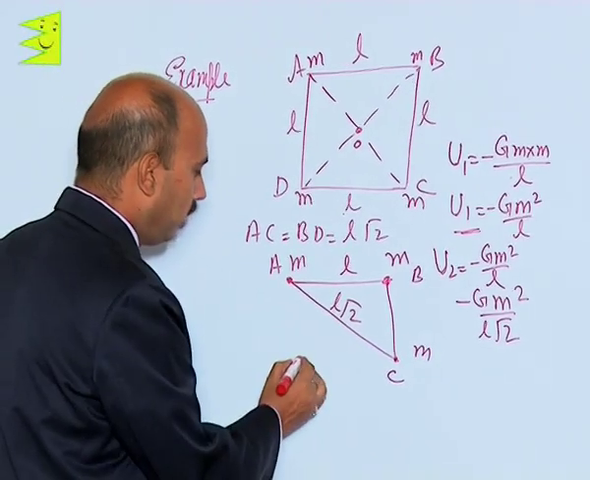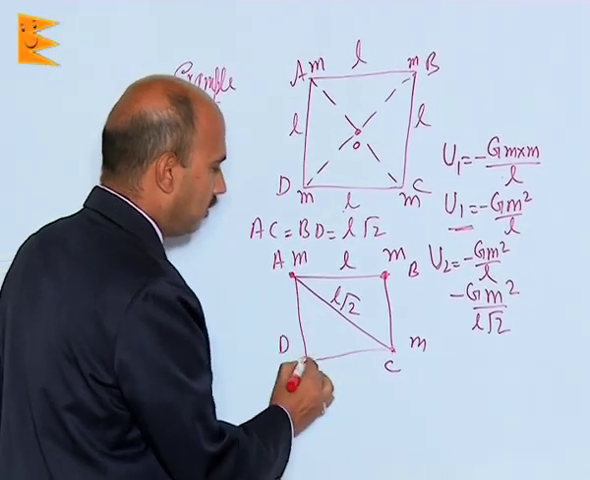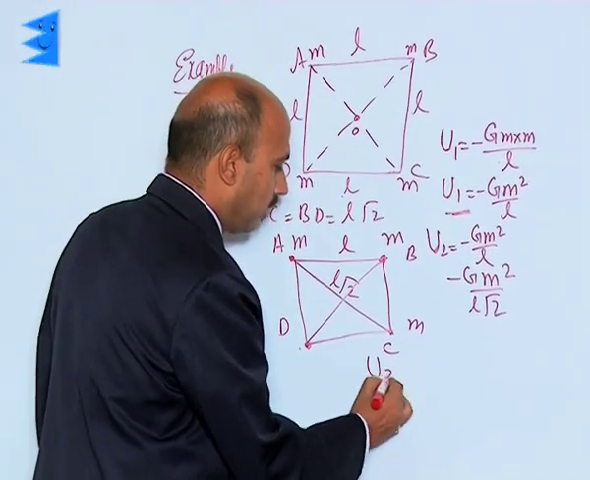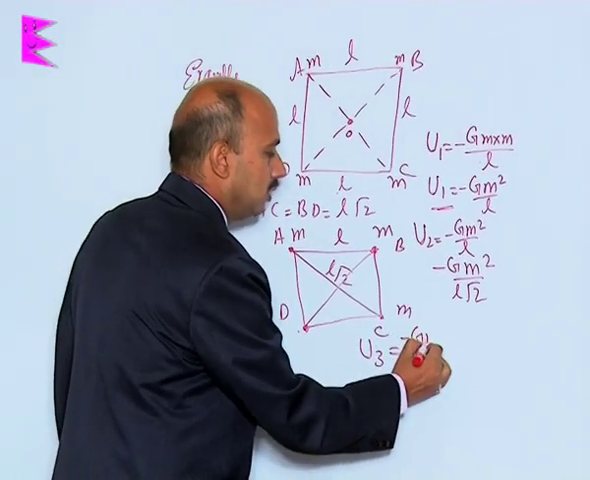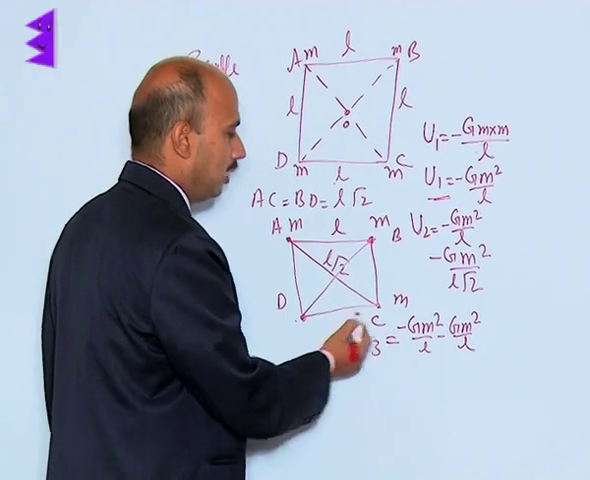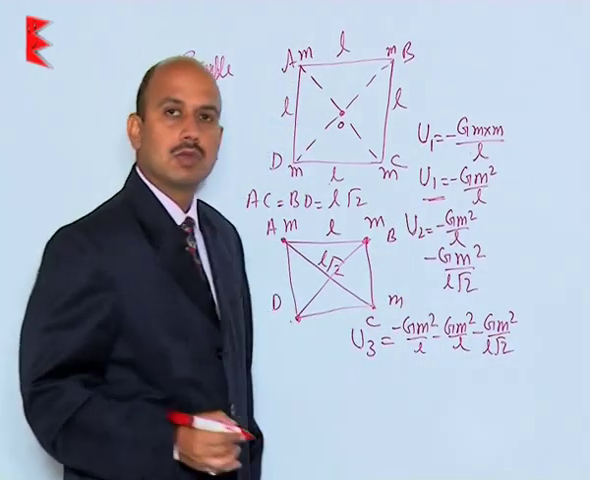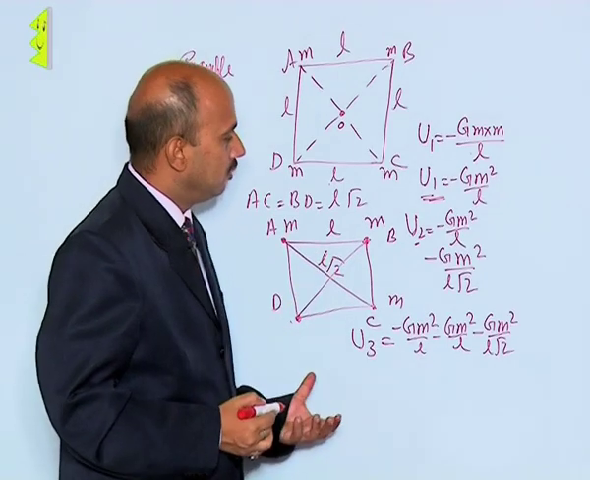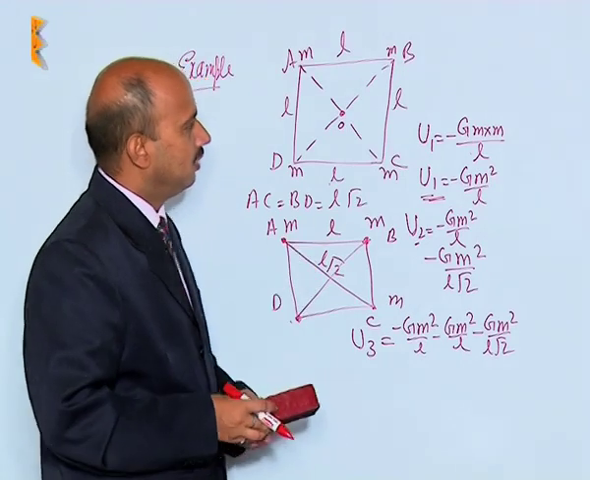Now, if you bring the fourth body to the point D, then it has potential energy due to all these 3. Then we can write U3 is equal to, that is the potential energy of the mass m placed at D, minus Gm square by L minus Gm square by L, this is due to A and due to C, minus Gm square upon L root 2. So, these are U1, U2 and U3, the potential energy of the bodies B, C and D. Now, we can get the total potential energy by adding all these.